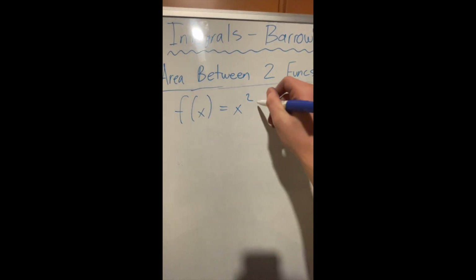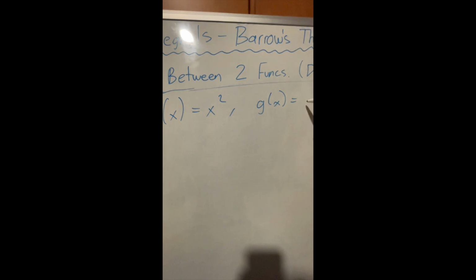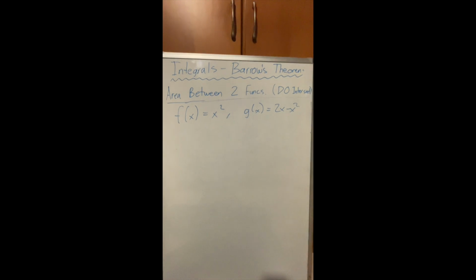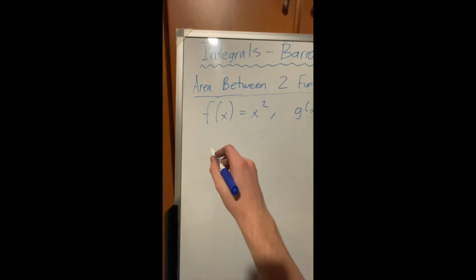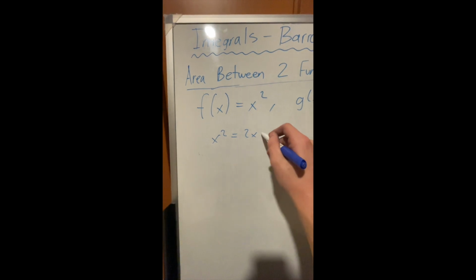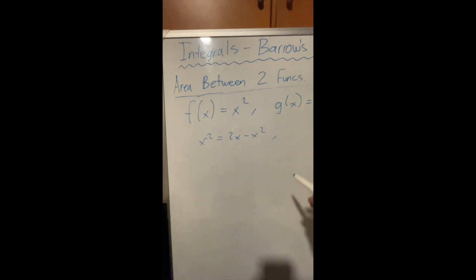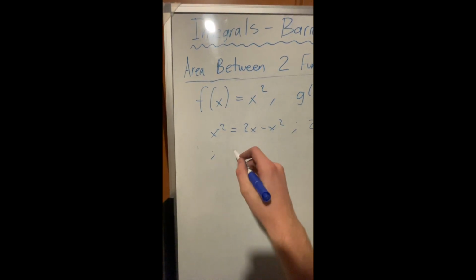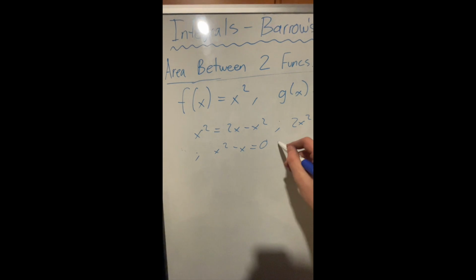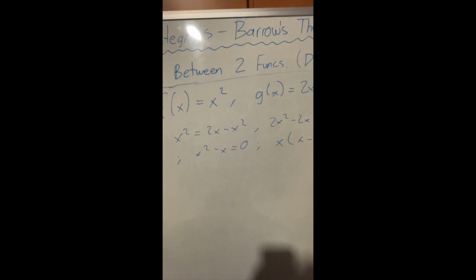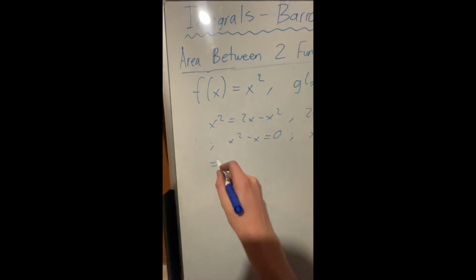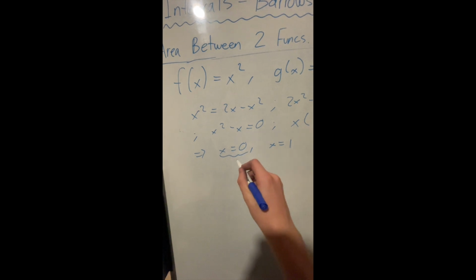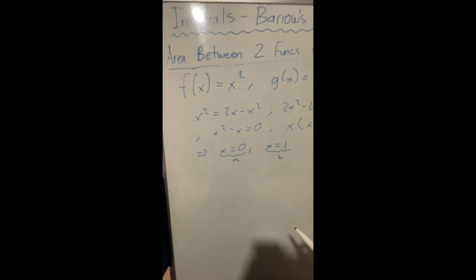F of x is x squared and g of x is 2x minus x squared. So we have here that x squared is equal to 2x minus x squared. This is to find our points of intersection. 2x squared minus 2x equals 0. So therefore, x squared minus x is equal to 0. So x times x minus 1 is equal to 0, and therefore either our x is equal to 0 or our x is equal to 1. This is our a, and this is b.